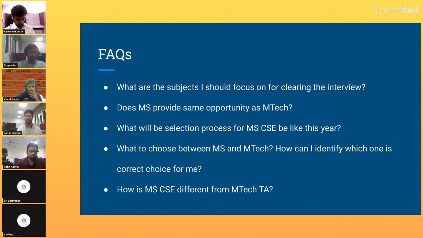So yeah, MS has opportunities similar to M.Tech, but there are also special opportunities like working with a professor on some research topics and producing a paper and publishing it in a good journal. So these are better opportunities than M.Tech.